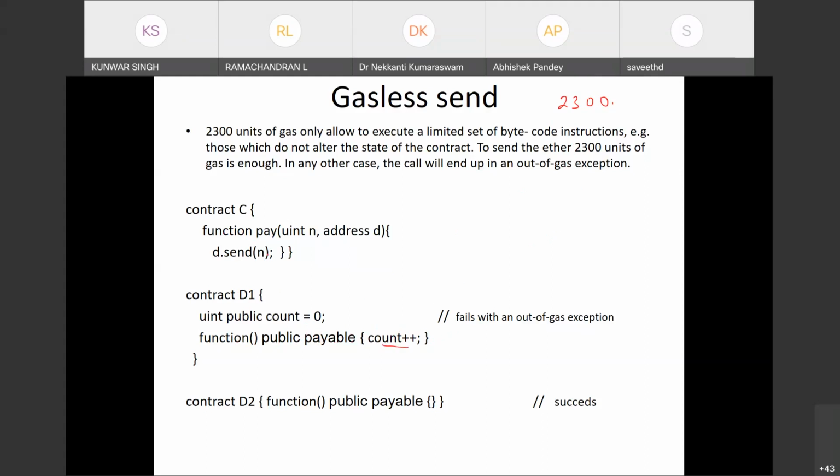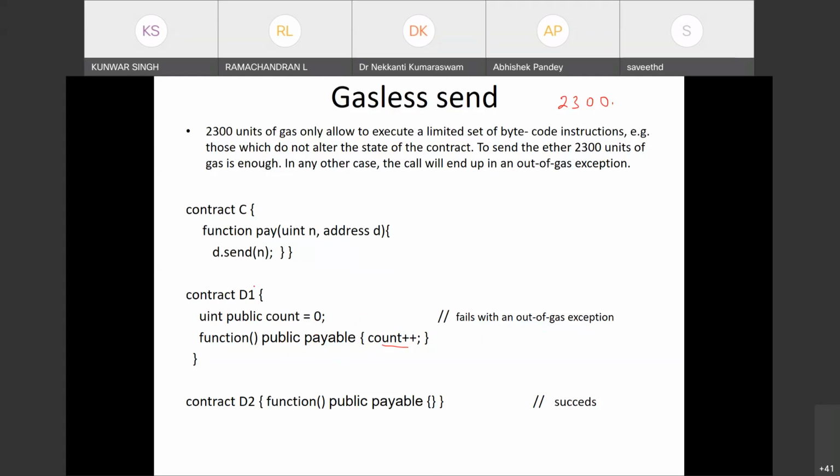Okay, so what will happen? You will send it here, and he has kept only 2,300 gas, and it will come here, but this requires extra cost, extra gas. So in between, it will fail because of an out of gas exception. It's not sufficient gas. 2,300 is only without this line. So if you add this one, you have to add more gas. So this will not be executed.